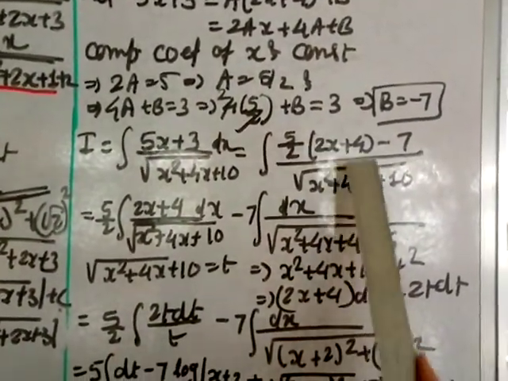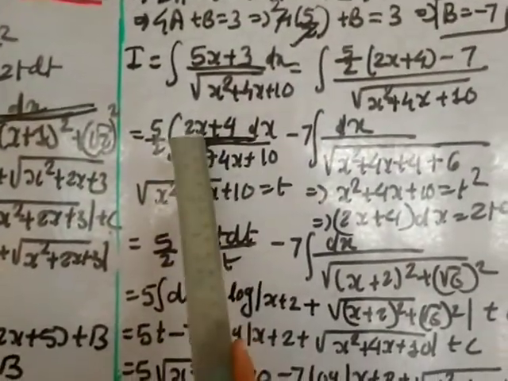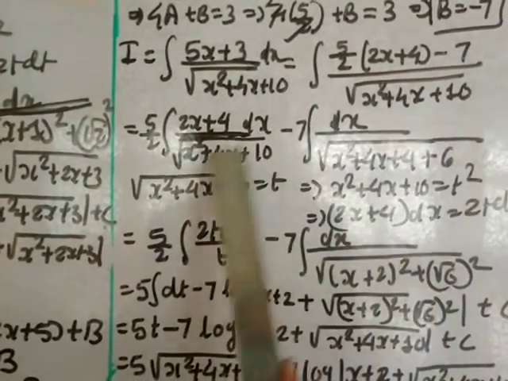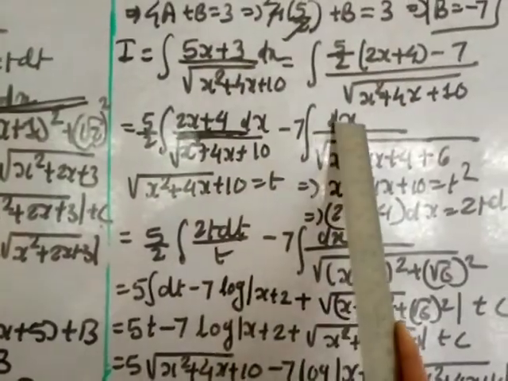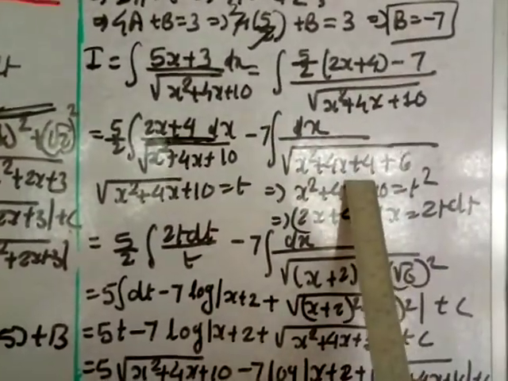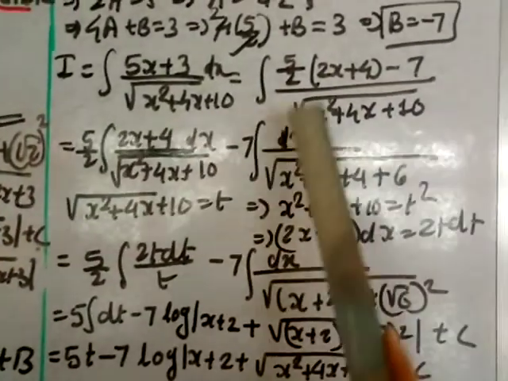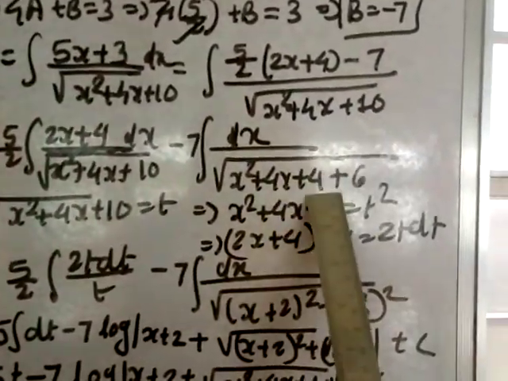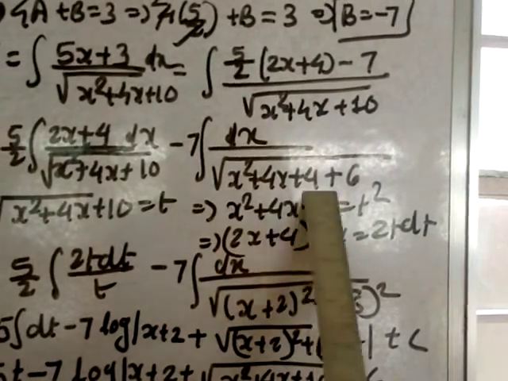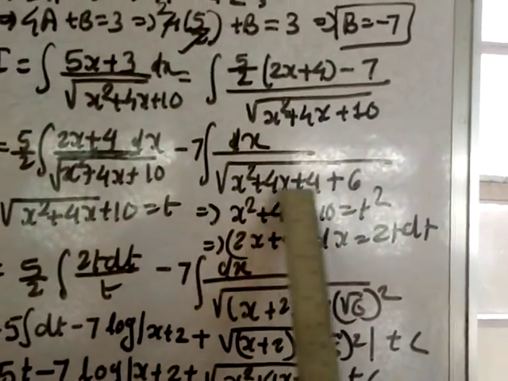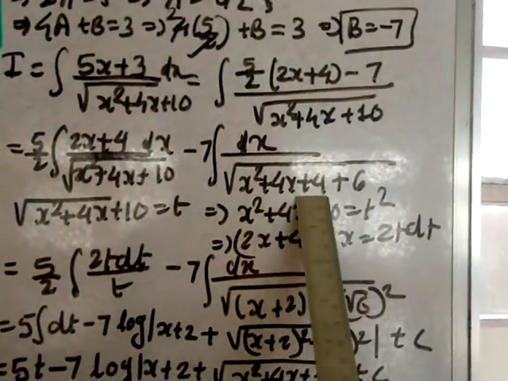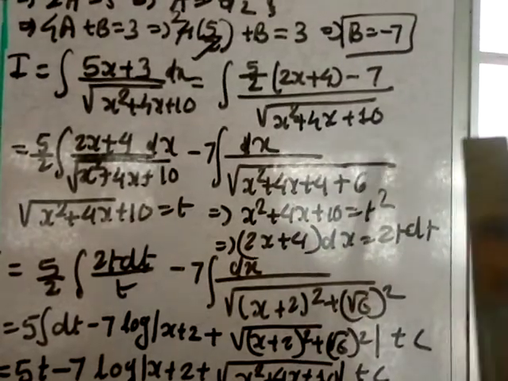Separate the denominator with this and with this. So I have separated here: 5 by 2 integral (2x plus 4) divided by the denominator, minus 7 times the integral dx divided by the denominator. Okay, and here the denominator I am already making a perfect square. 10 I can take as 4 plus 6. Okay, and I can make this a perfect square, (x plus 2) whole square, and 6 I will write as root 6 whole square.